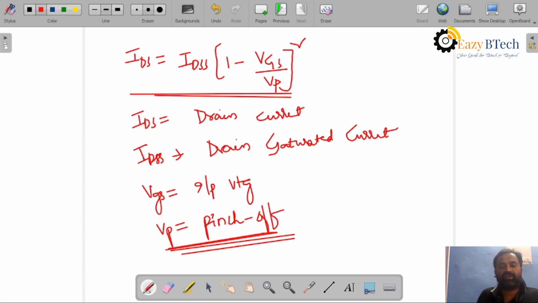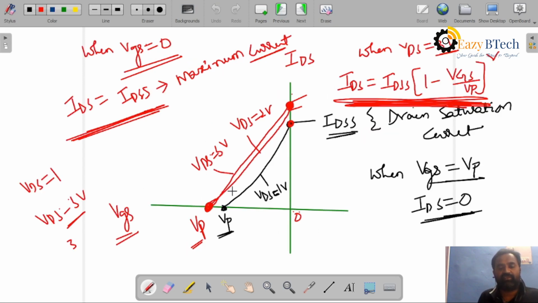Okay students, now you can clearly see this is a graph of IDS versus VDS. When VGS is 0, IDS is maximum, which we will call IDSS. This is the transfer characteristics, a graph between IDS versus VGS. Now we will see the output characteristics.